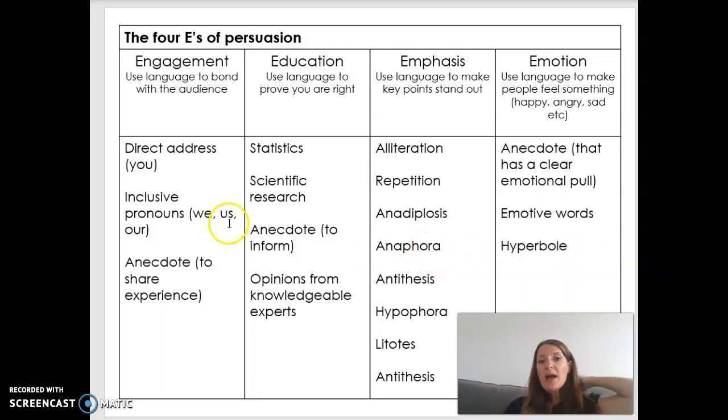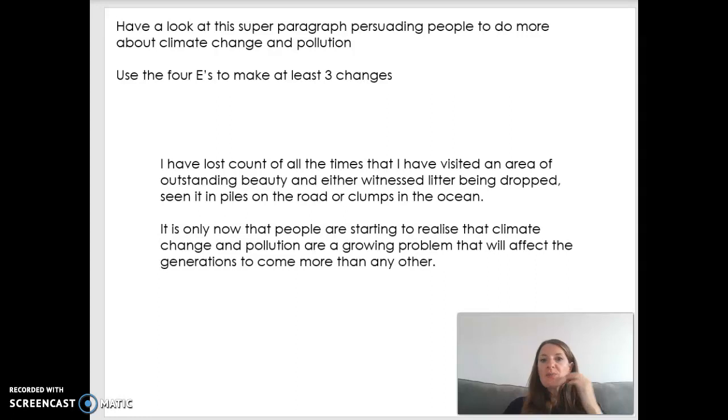Okay? So as you're writing your speech, or after you've written it and you're going back through it, think about the 4 E's. Think about, are you engaging and bonding with your audience? Are you educating them? Do they learn something? Do you use language to prove you're right? What are the most important points you want to say? How are you going to emphasise them? And how are you going to add emotional appeal?